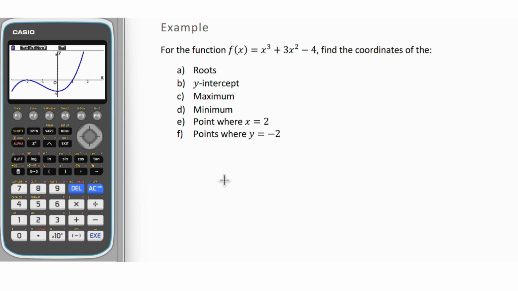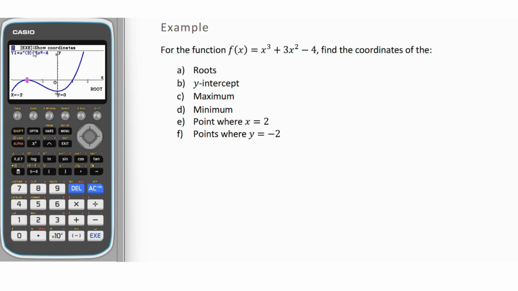So in the CG50, these are all under what are called a graphical solve. That is GSolve. So we press F5 and we get this new menu of options. Now the first one we want to find is the roots. So we press F1 to find the roots. And it finds the first one and gives us the coordinates here, -2 and 0.